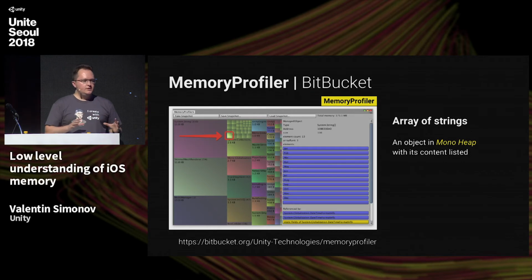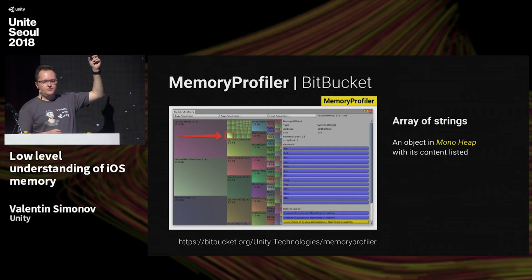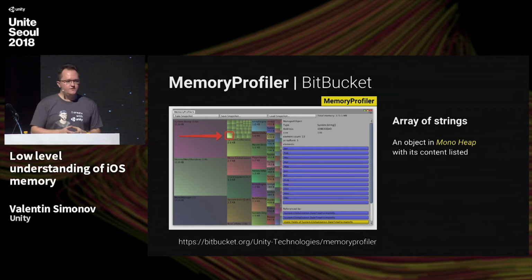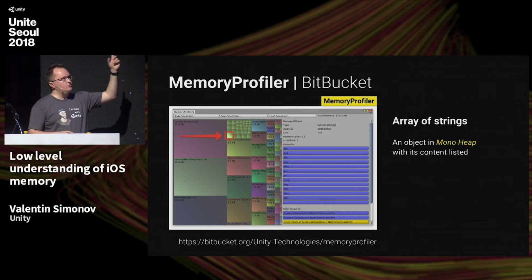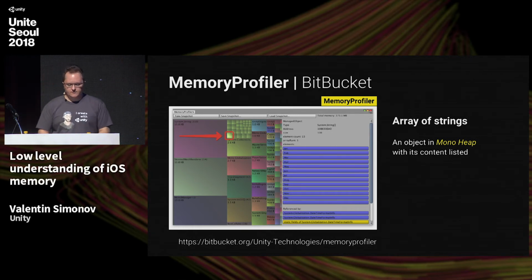You can zoom in with this view and see smaller objects. For example, here, this is a zoomed in view where I highlighted an array of strings. This is a managed object, and the tool also shows you the content of this array of strings. This is kind of cool.